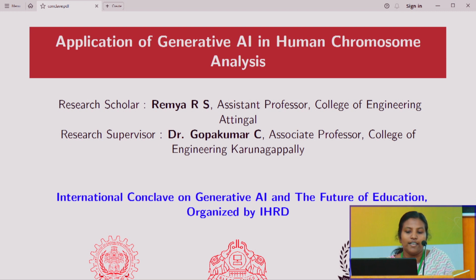I was actually a research scholar at College of Engineering, Karunagappally. Currently, I am working as an assistant professor in College of Engineering, Attingal. And my research was guided by Dr. Gopakumar C. I have already submitted the thesis.